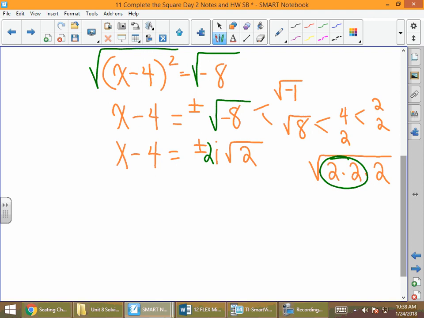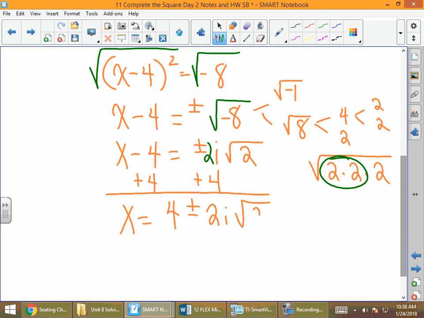Now that we've simplified the square root of -8, that leaves us with our last step, which is to solve for x. We're going to add 4 to both sides. We'll get x equals 4 plus or minus 2i radical 2.